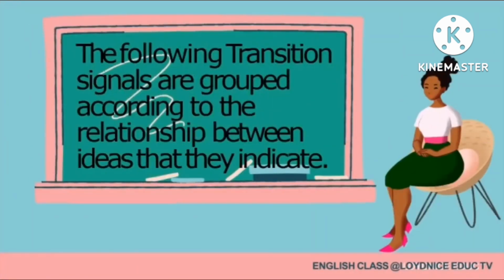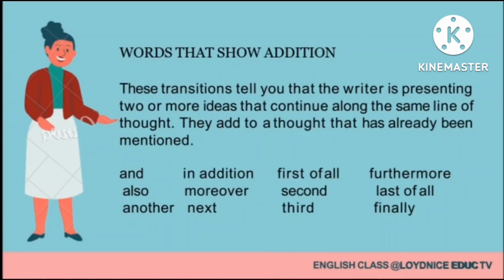The following transition signals are grouped according to the relationship between ideas that they indicate. Words that show addition. These transitions tell you that the writer is presenting two or more ideas that continue along the same line of thought. They add to a thought that has already been mentioned. Example: and, in addition, first of all, furthermore, also, moreover, second, last of all, another, next, third, finally.